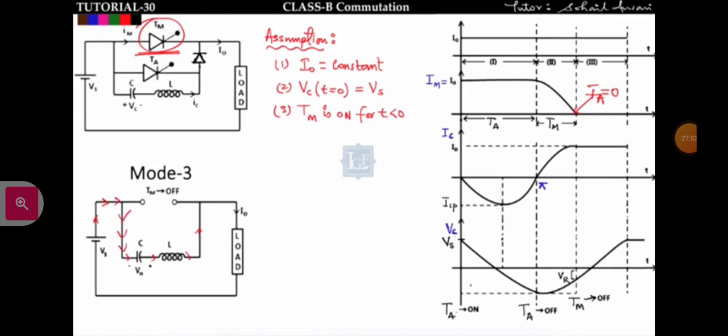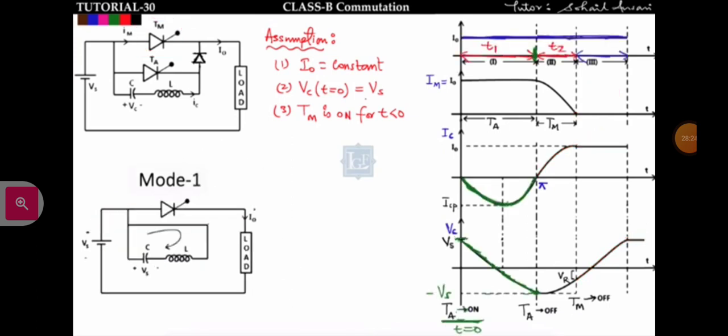So you can see that after mode 2 the main thyristor Tm is off, and this capacitor voltage will again charge up to Vs. This is the plus Vs by the supply voltage, and after that it will be in off state. Got it? Similarly the capacitor current you will get is equal to I naught. This is the I naught, right? So here the capacitor current will be equal to I naught. That is the end of mode 3.